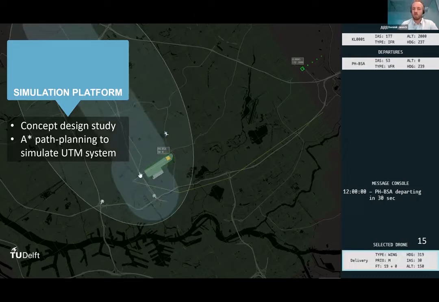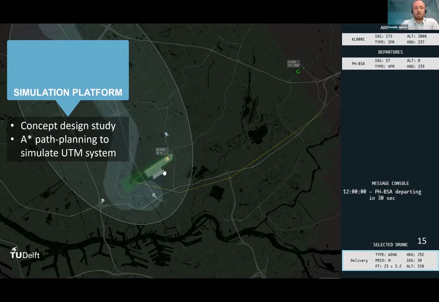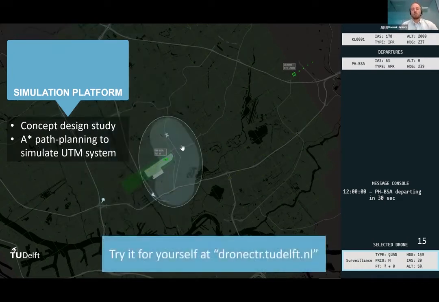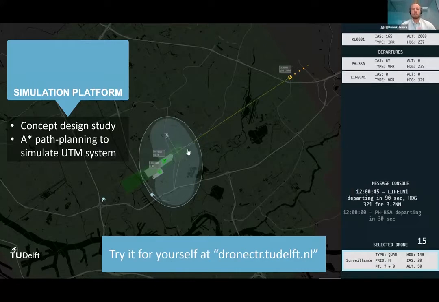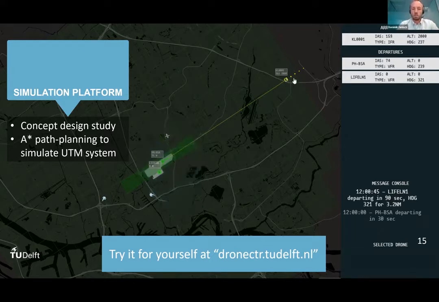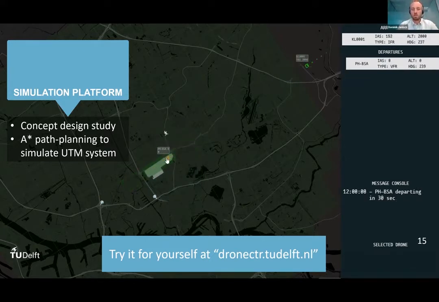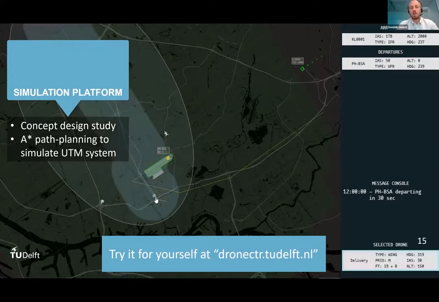And to provide some more insights into how this works, I would like to direct you to this website. We've made the simulation platform available for free use, so you can actually play around with it and get a better understanding of what these interface elements do and how they would work in a more dynamic setting. So feel free to access this link, and we'll also put it up at the end of the presentation, so you can have a look at it for yourself.